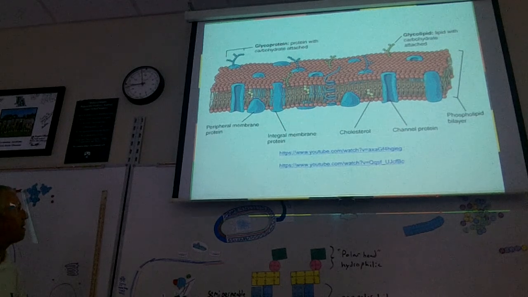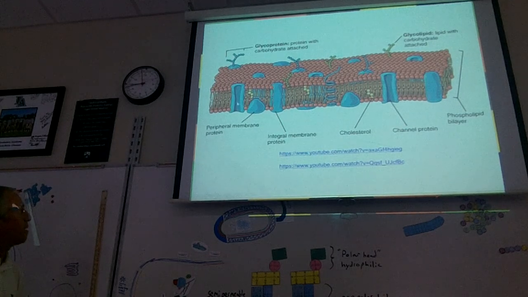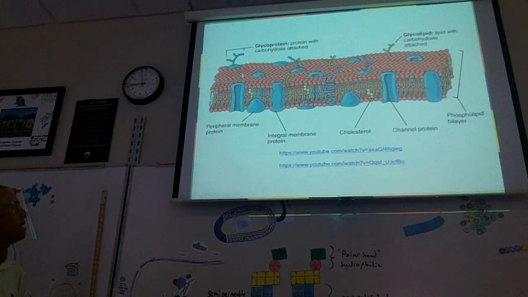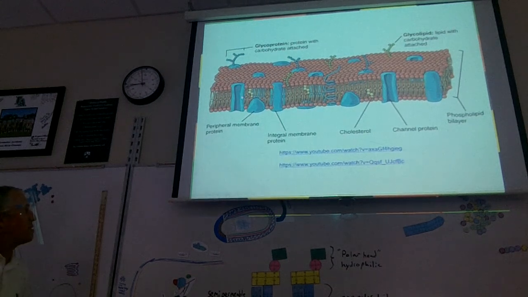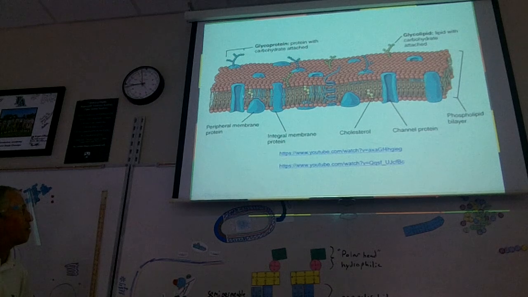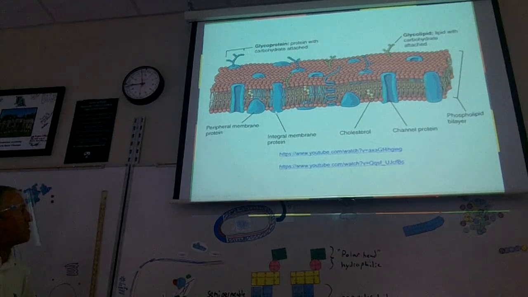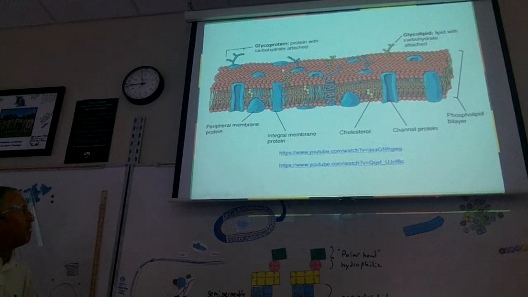If they're shaped like this, they're hollow in the middle, that's called a channel protein. It can let stuff in and out of the cell. It can let bigger molecules through. Some membranes have big channel proteins to let larger molecules through. Sometimes the protein has a specific shape where it only lets a certain type of molecule through.